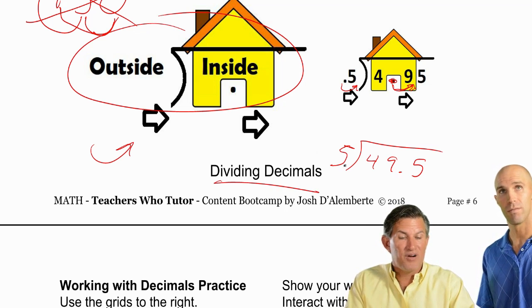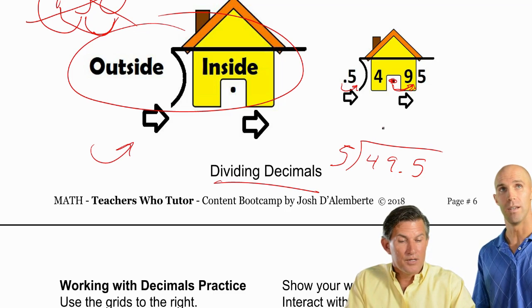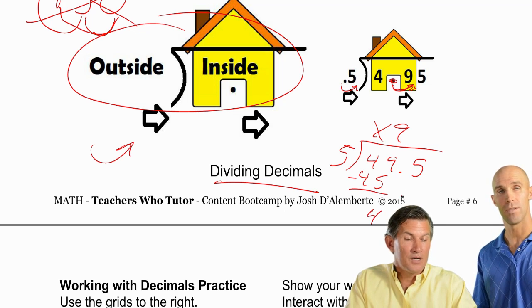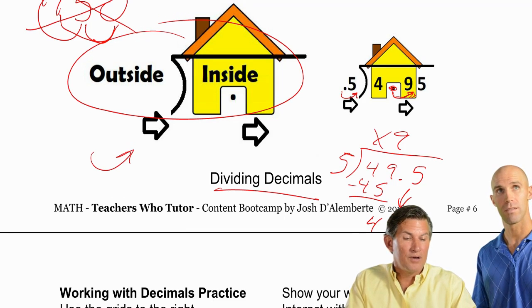Okay. Great. Does 5 go into 4? No, it doesn't. Does it go into 49? Absolutely. How many times? 9 times. So 9 times 5 is 45. Subtract, and you line up these decimals, these soldiers, and you get a 4, right? Absolutely right. Bring down the 5. Does 5 go into 45? Yes. How many times?